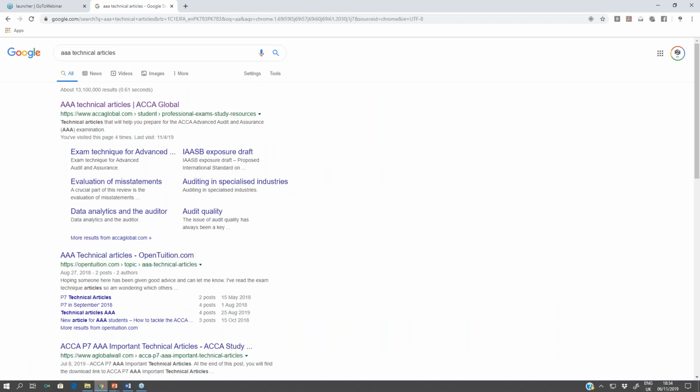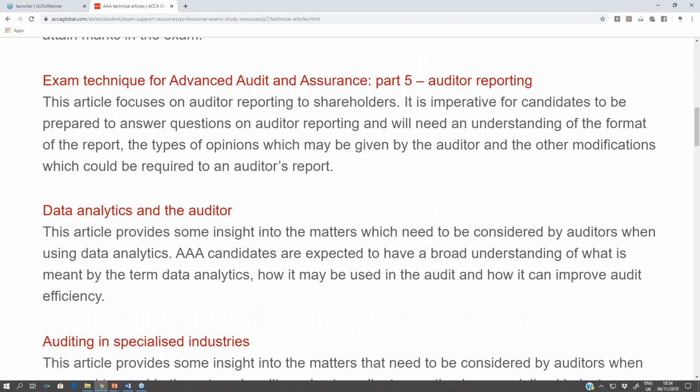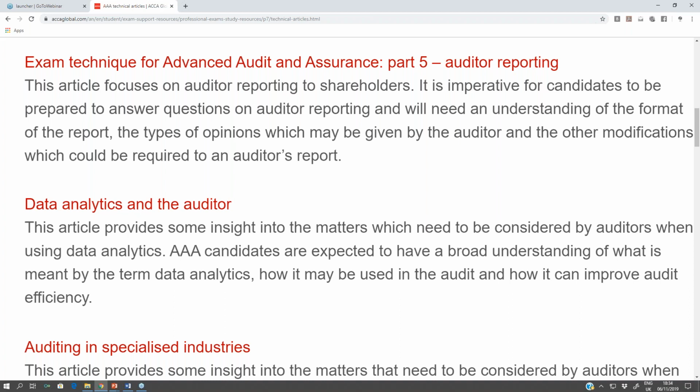If I take you to the website where the technical articles have been put in by ACCA for AAA, you can see this exam technique article right in front of you. The very first link on your screen is exam technique for advanced audit and assurance part 5. I recommend that you read this article so that you are very good on reporting and you know what your examiner expects from you on reporting. This is a must-read article, the very first one, exam technique for advanced audit and assurance part 5.